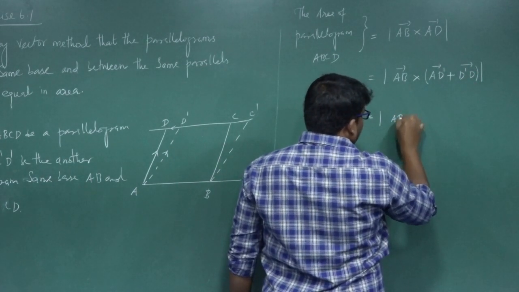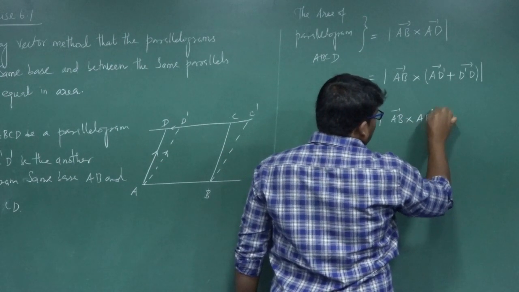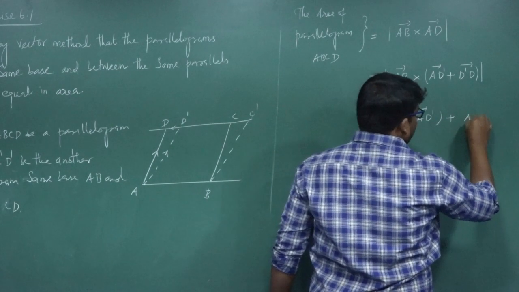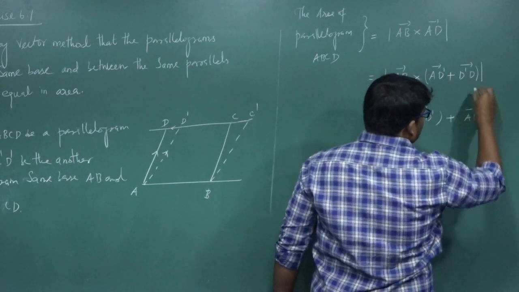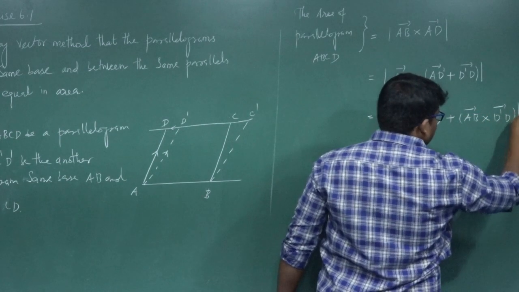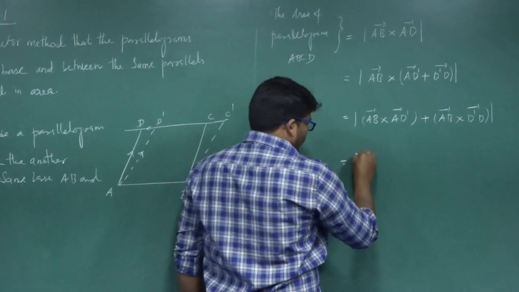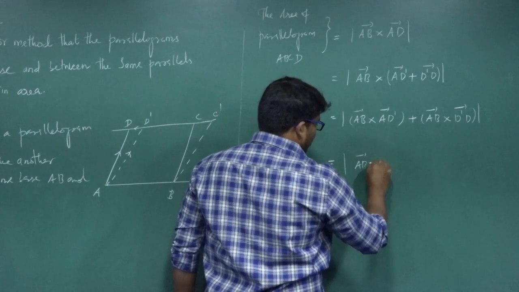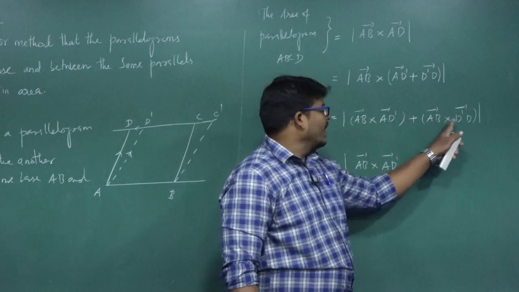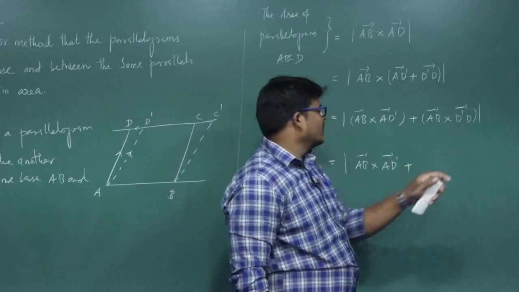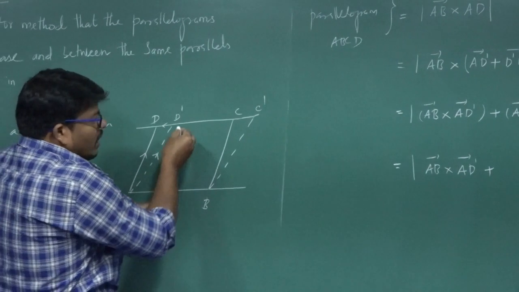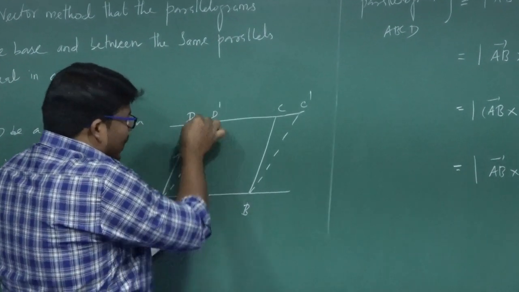The first term is AB vector cross AD' vector, plus the next term, AB vector cross D'D vector. Here AB vector and D'D vector are parallel.